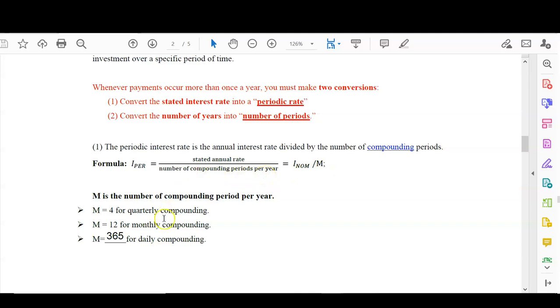So if it's quarterly compounding, then M is 4. We use nominal rate divided by 4 to get the periodic rate or quarterly rate. If it's monthly compounding, then we use nominal rate divided by 12. M is 12 here. So we have periodic rate IPER as the monthly rate. If it's daily compounding, we use nominal rate divided by 365. M is 365 here. So we have periodic rate or daily rate.